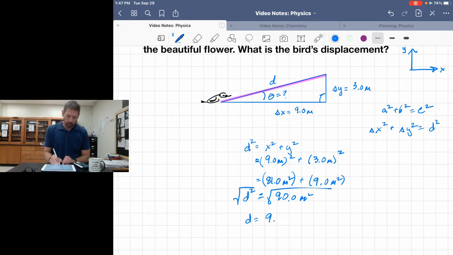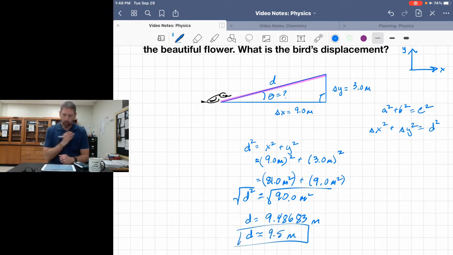We get 9.48683 and a whole string of other numbers. We don't need all of that. And then it also takes the square root of the unit. So we're looking at d is approximately, about 2 sig figs on this. So we're at around 9.5 meters.